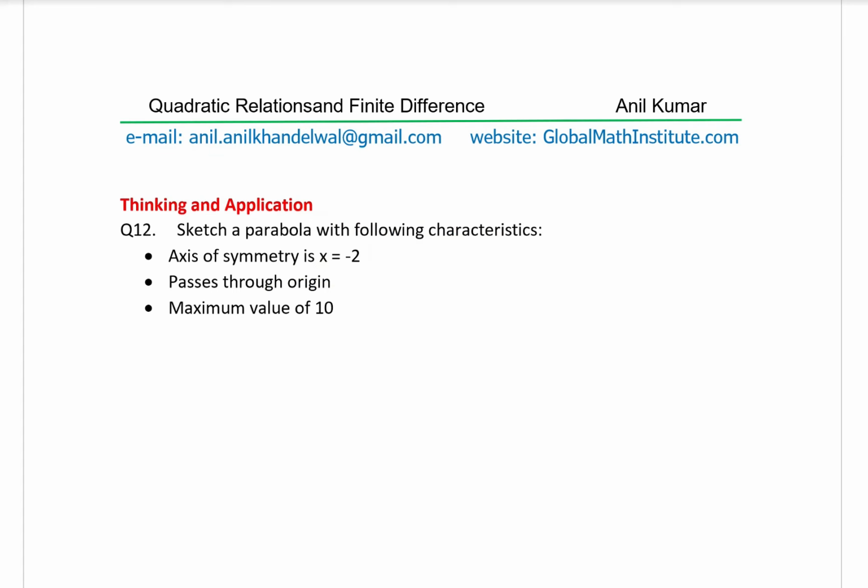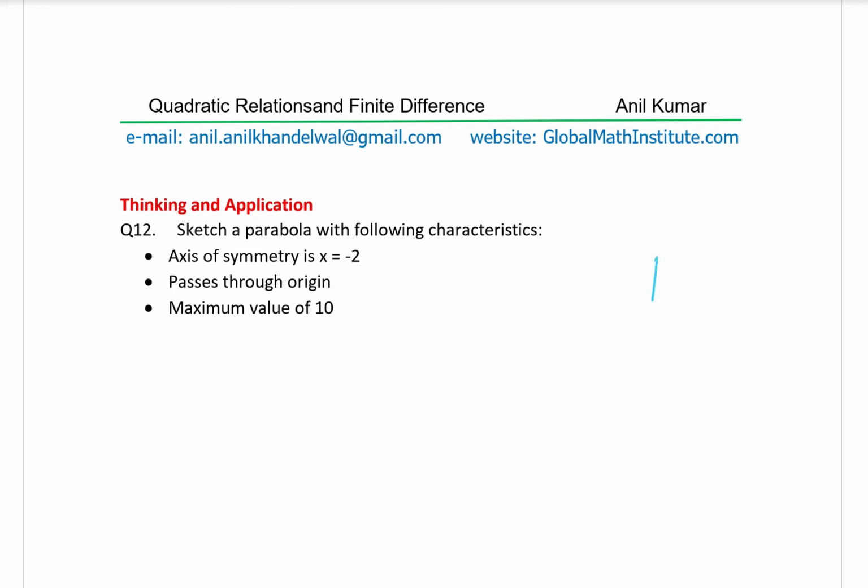Let's move on to question number 12 now, which is a thinking and application question. You can actually pause the video here, look into the question, answer, and then check my suggestions. Question 12. Sketch a parabola with the following characteristics. Axis of symmetry is -2, passes through origin, maximum value of 10.